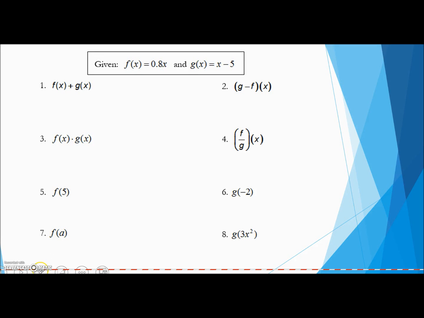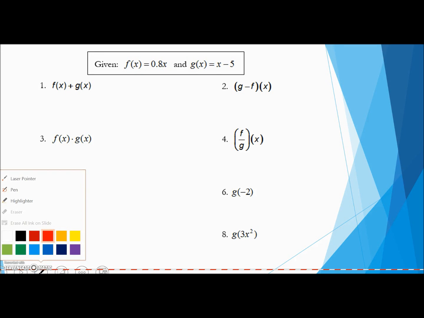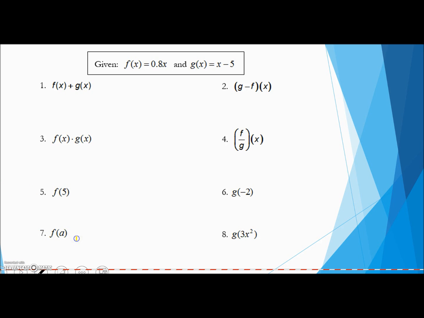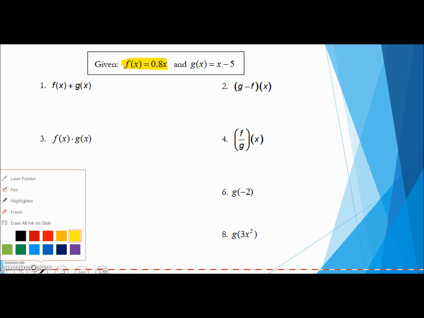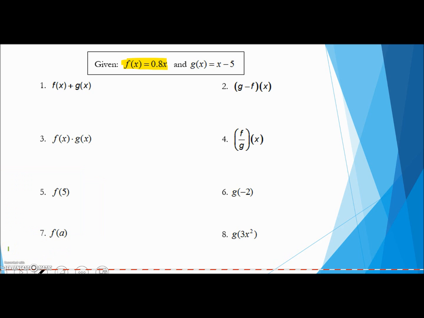So today we're going to be doing different things with functions. Right away, if you look at the top, it says given. I have two functions. This is Frank function, so f of x is 0.8x, and this will change with each problem. It'll give you a new given. The other one is g of x, which is x minus 5, and we're going to do different things with these guys.